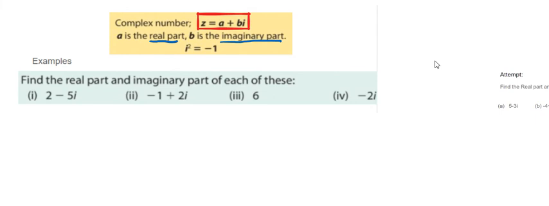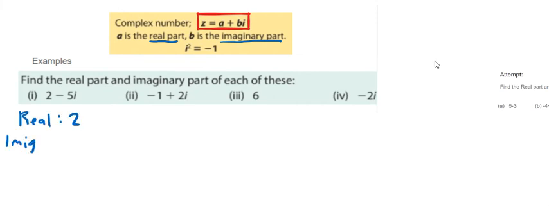So let's have a look at these examples. Find the real part and the imaginary part of each of these numbers. The bit that's on its own that isn't connected to an i in this one is the 2, and it's a positive 2. So the real part there would just be 2.